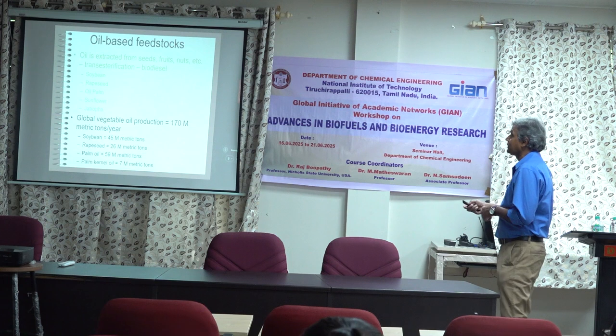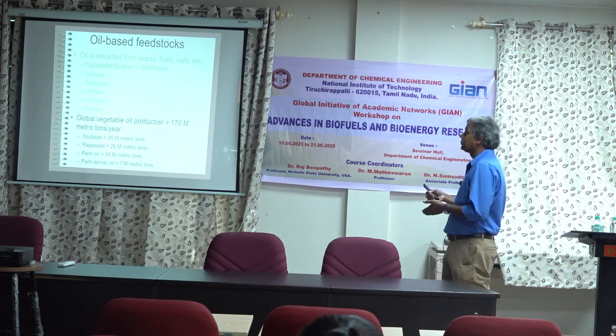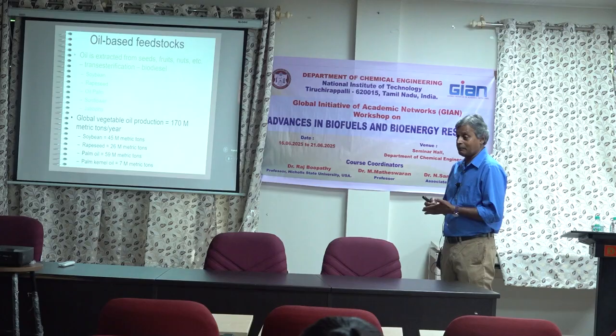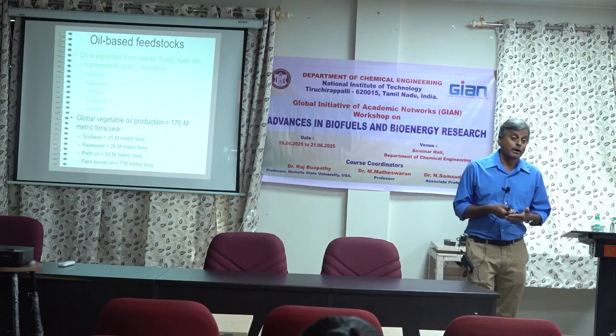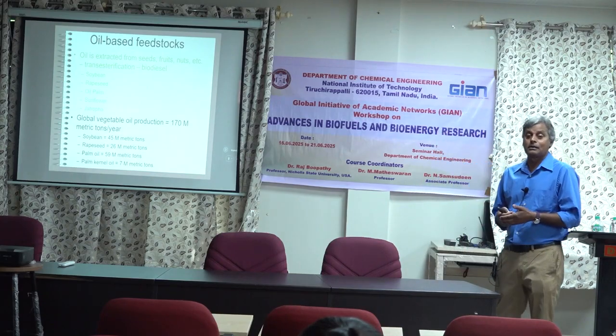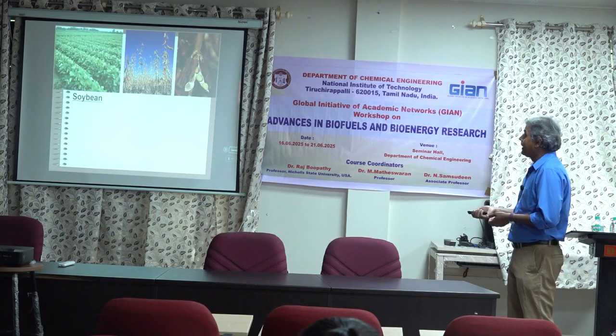Global vegetable oil production is 170 million metric tons per year. Soybean is 45 million metric tons. Rapeseed is 26 million metric tons. Palm oil 59. Palm kernel oil 7 million metric tons. That's the world production of these particular oilseed crops. So that's how a soybean crop looks.